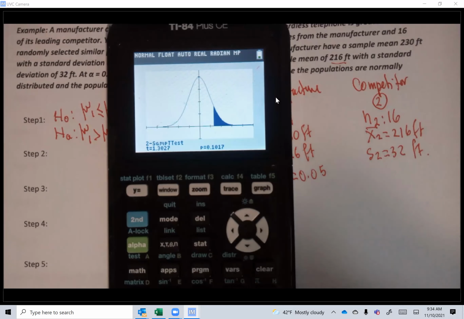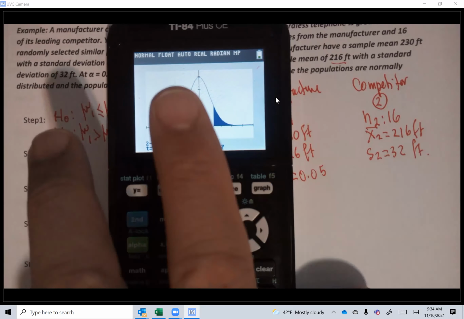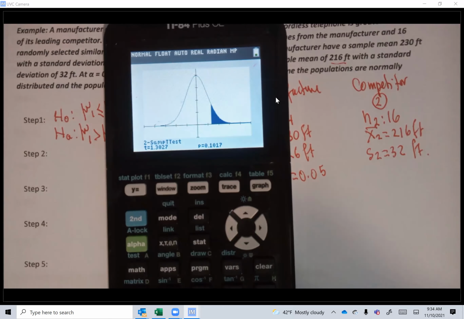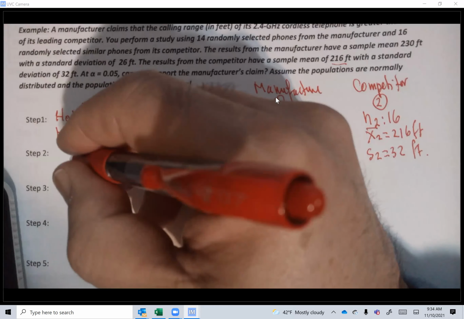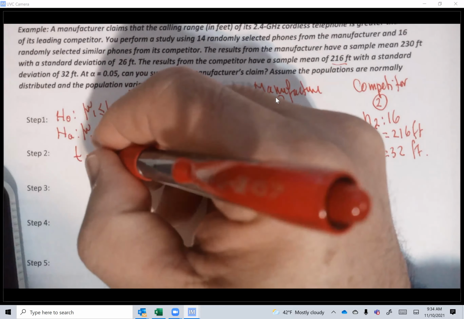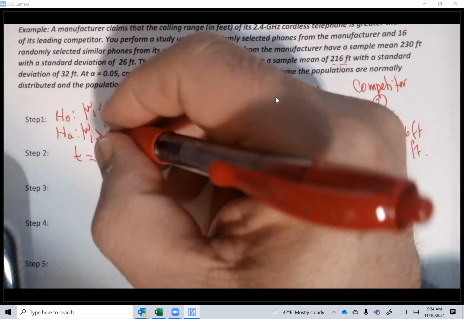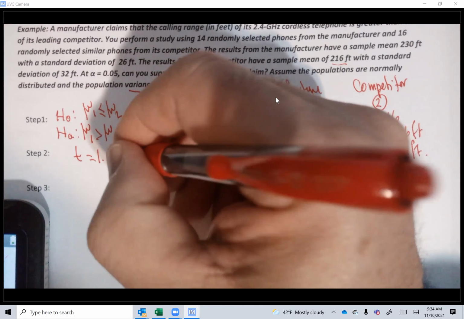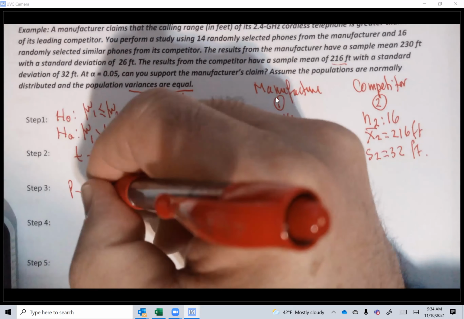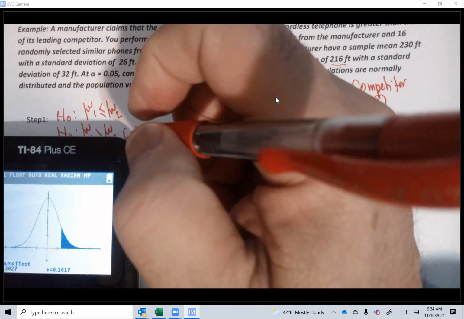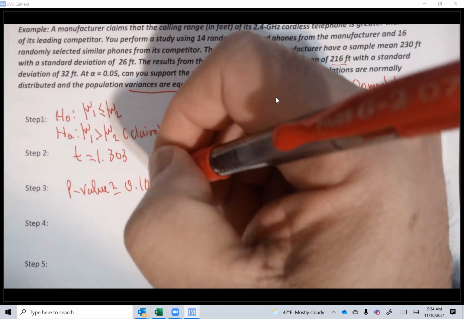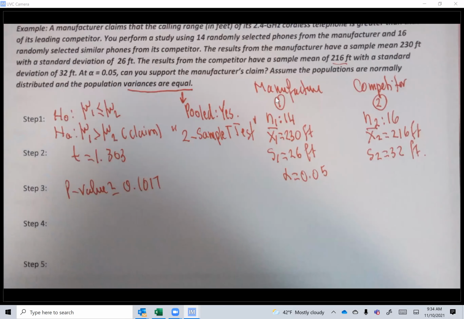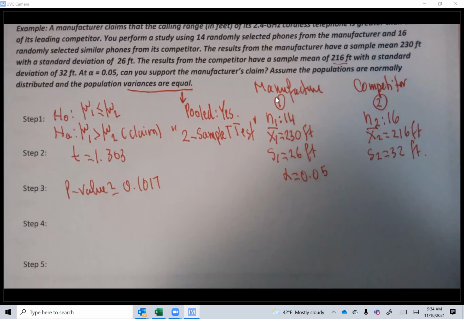Oh, so t is 1.303. And look at the p-value, 0.1017. It's big. Usually the homework system will ask you to round the p-value to 4 decimal places. So that's why it's nice to use the display. It will give it to you in 4 decimal places always.